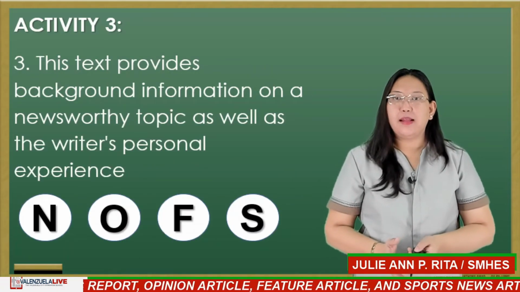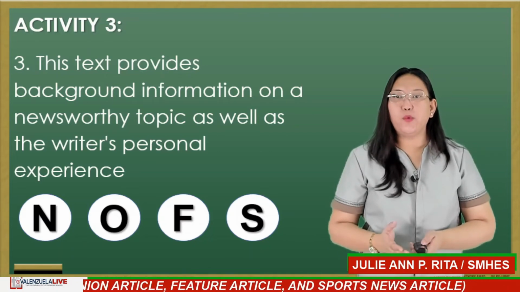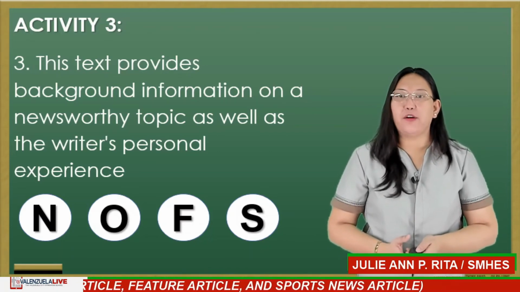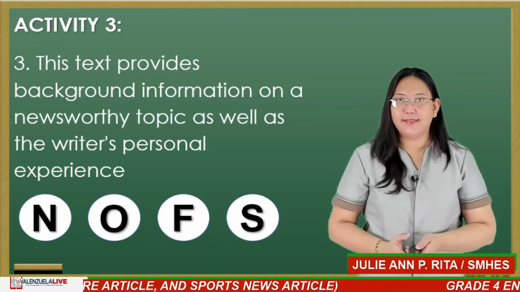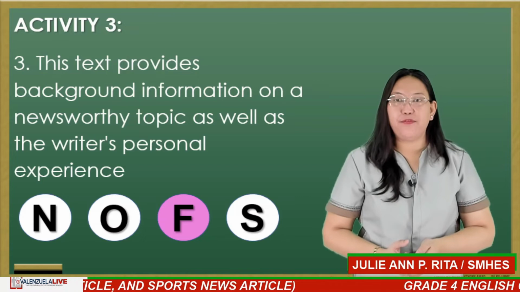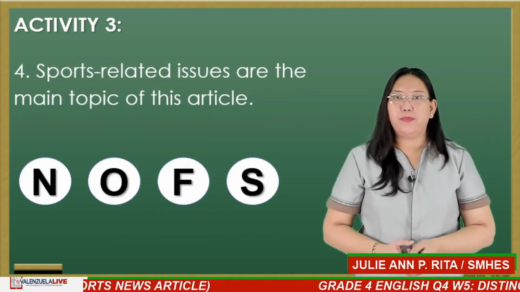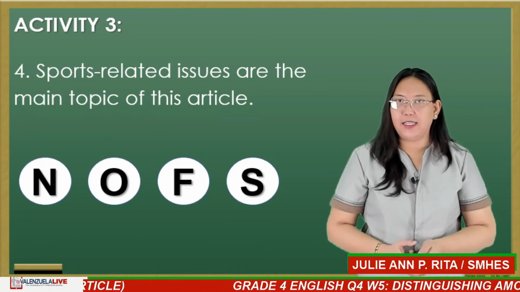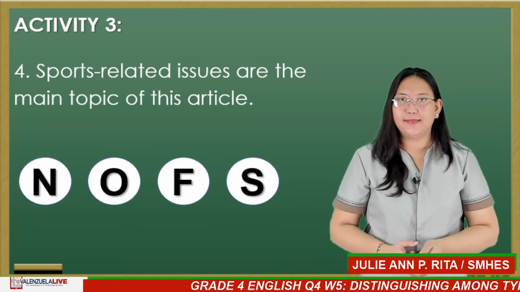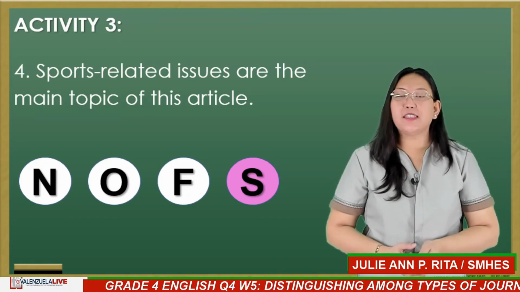Number 3. This text provides background information on a newsworthy topic as well as the writer's personal experience. The answer is F, feature article. Number 4. Sports-related issues are the main topic of this article. Great! The correct answer is S, sports article.